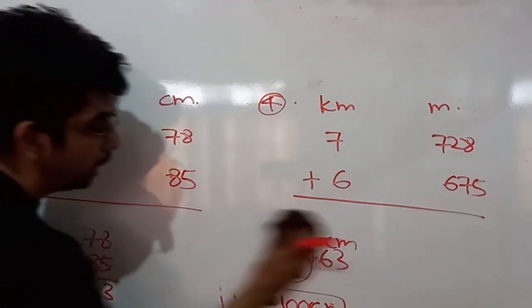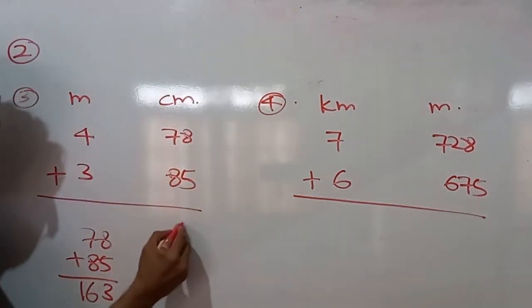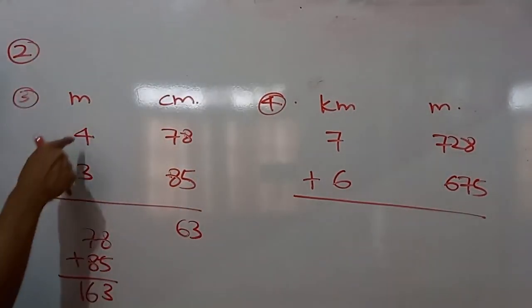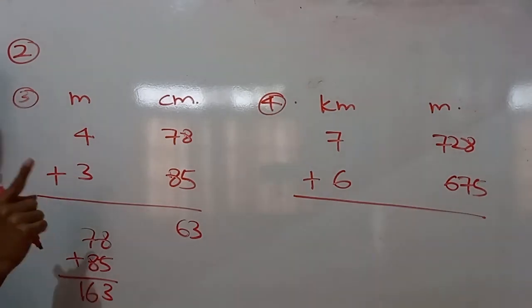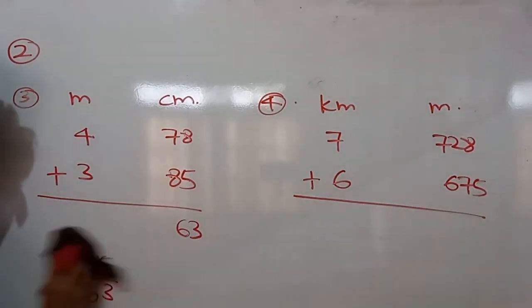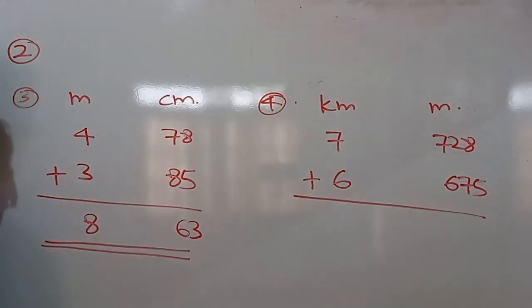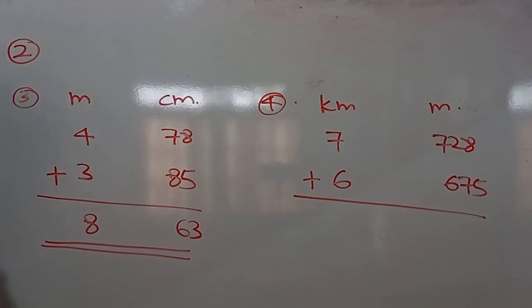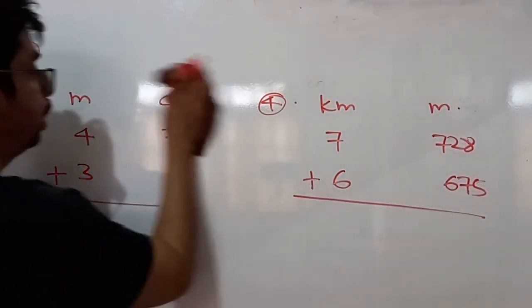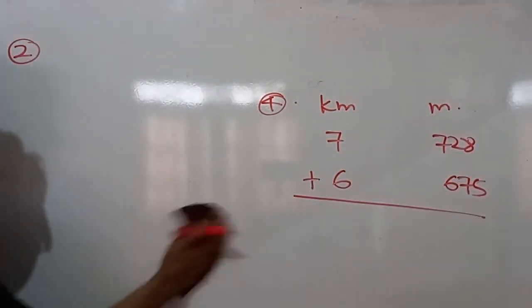එතකොට මෙතන ඉතුරු වෙන්නේ කීයක්ද එතකොට? 63. 4 plus 3, we know that's a 7. Then we have to add another one. So this becomes what? 8. So the answer is 8 meters and 63 centimeters. 8 meters and 63 centimeters. Right. Now we will go to the next question.